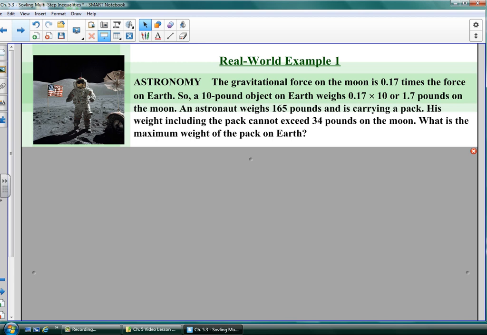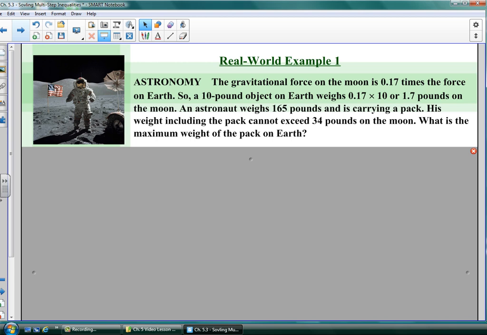So the gravitational force on the moon is 0.17 times the force on Earth. So a 10-pound object on Earth will weigh 0.17 times 10. It's not going to weigh the actual 10 pounds that it would weigh on Earth. It should weigh less than that. And in this case, it would weigh 1.7 pounds on the moon.